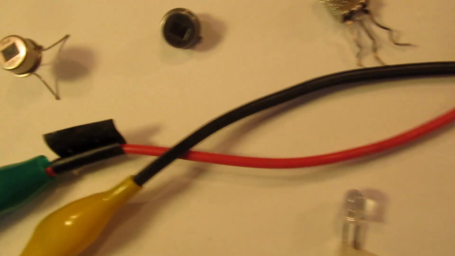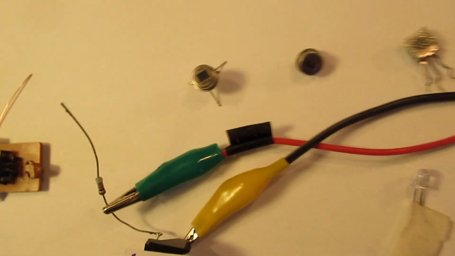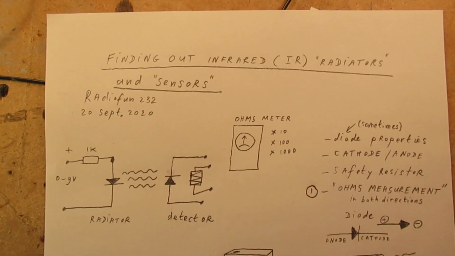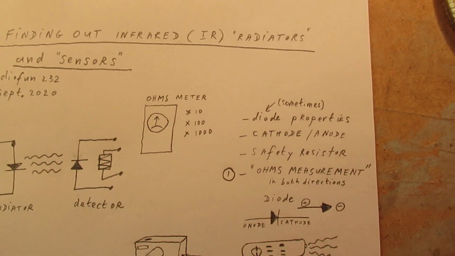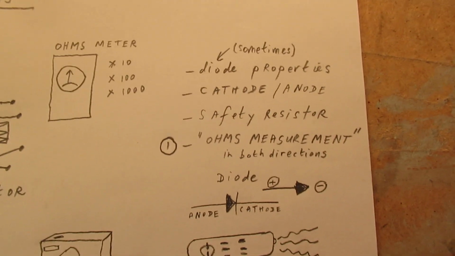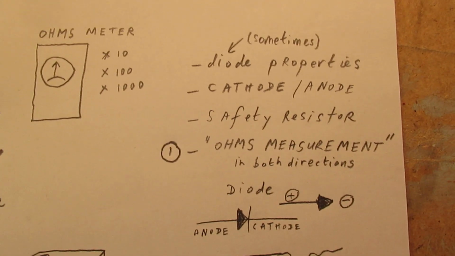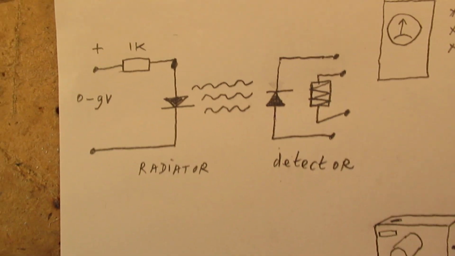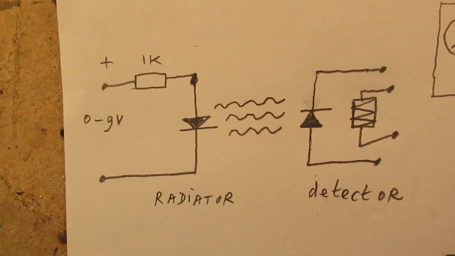This is a good sensor, and also this one. But okay, let's get back to the schematic. What you can do when you want to figure out how to wire in that component: at first, measure the radiator and the detector as if it is a diode.